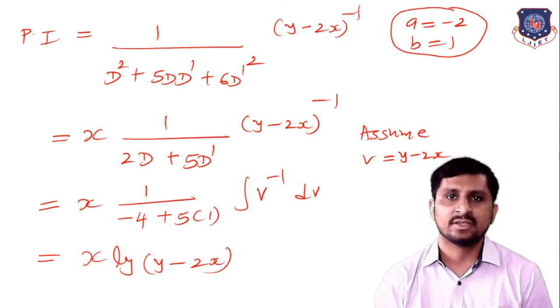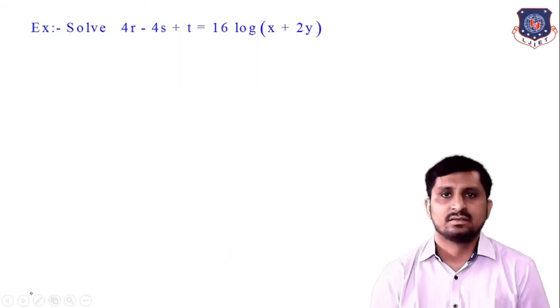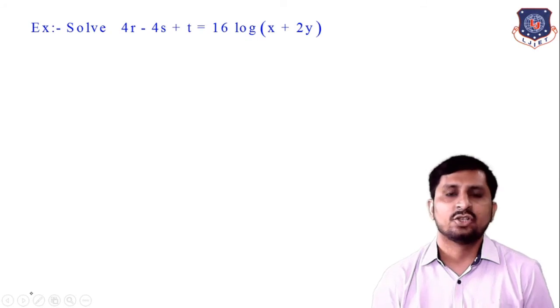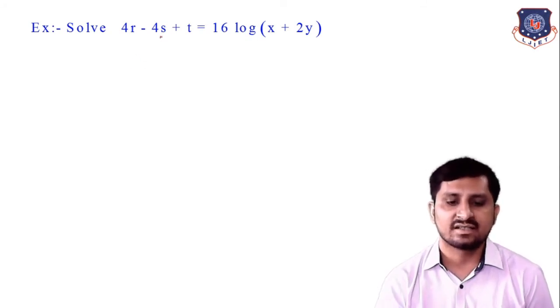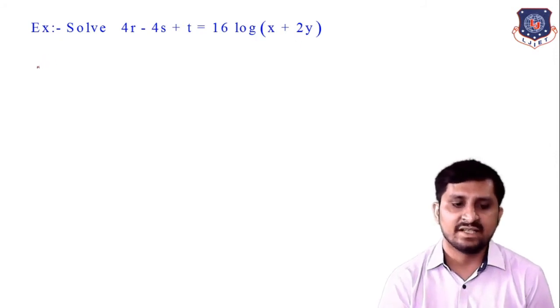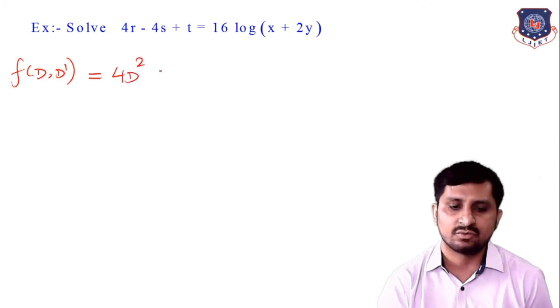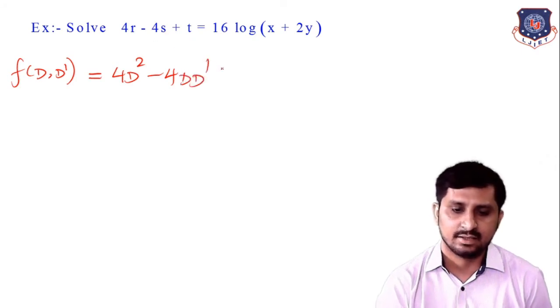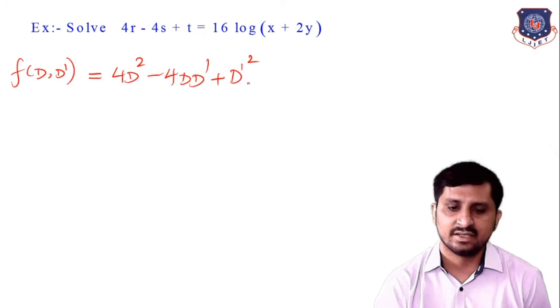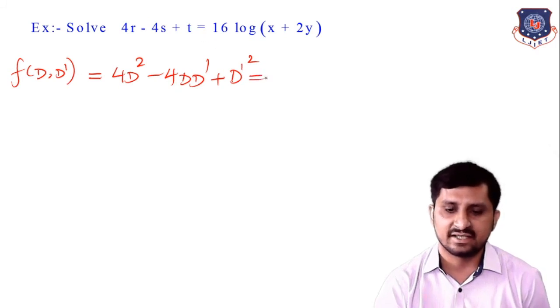Let's solve one more example. So this is the next example of case 4. 4r minus 4s plus t, that is equal to 16 log x plus 2y. So first of all we find the complementary function. So I directly write f of d d dash. We know that r is d square z by del x square, so I can write 4d square, minus 4 d square z by del x del y, so that is d d dash, plus d dash square. T is nothing but d square z by del y square, so that is d dash square.